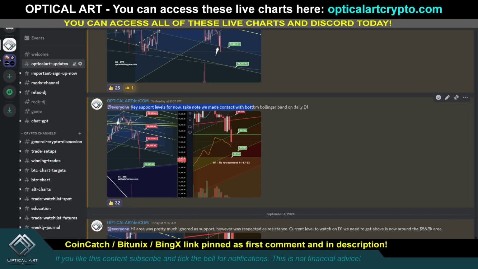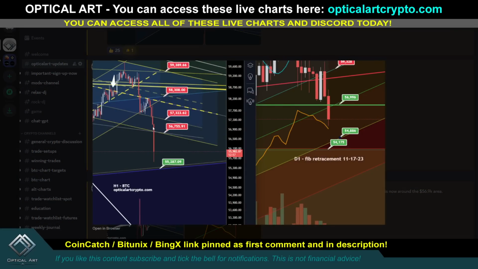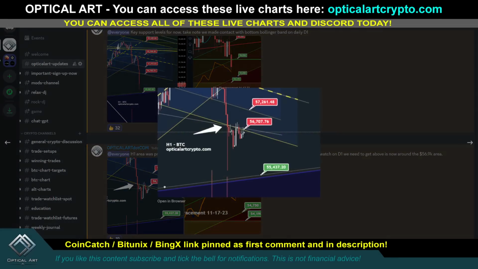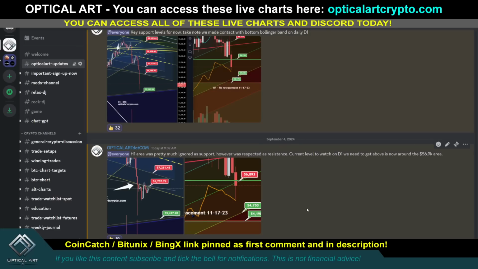Take note, we made contact with the bottom Bollinger Band on the daily D1, so we pushed up from that point. And take note of this line right here that, when price dropped, it pretty much ignored as support, even though that was a level to pay attention to based on how it created these parallel channels. And if you'll notice, when price pushed up from the bottom Bollinger Band, while it was ignored as support, it was respected as resistance.